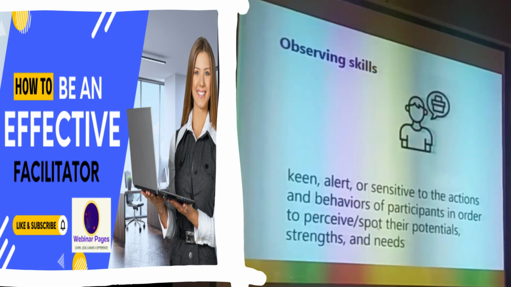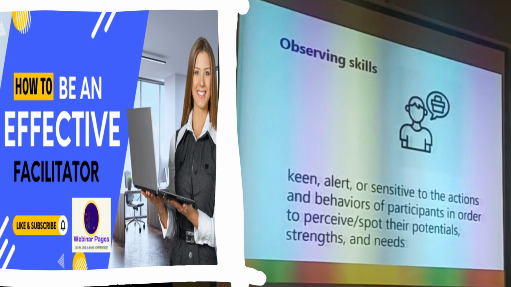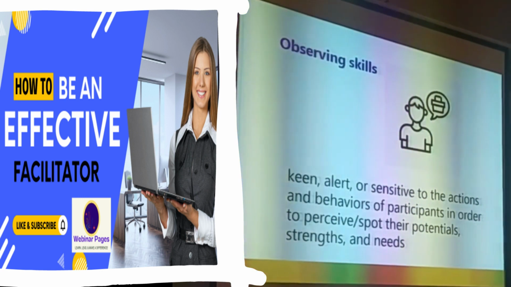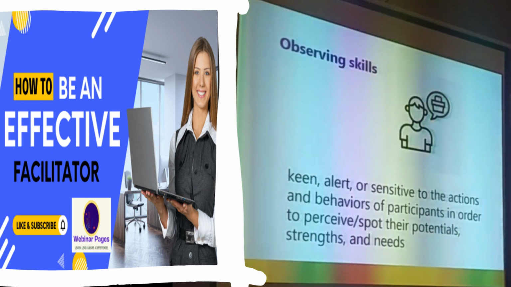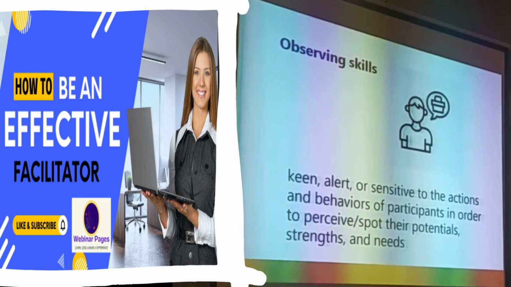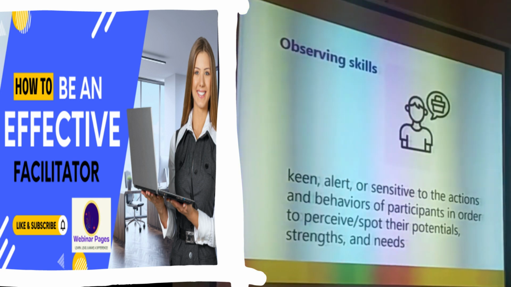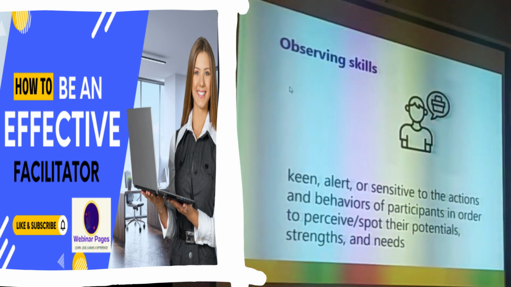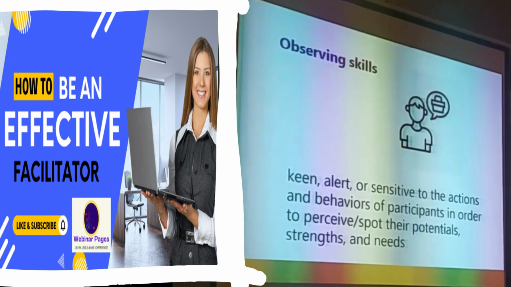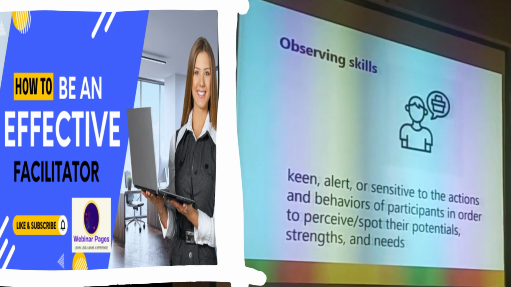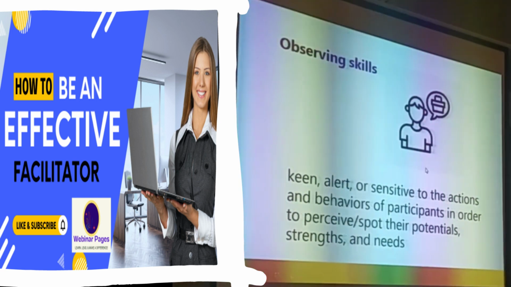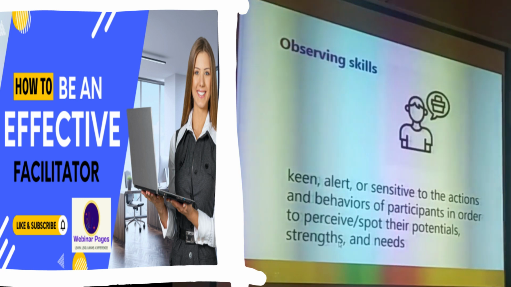Then we have observing skills. You observe, that's why you roam around. You are keen, alert, and sensitive to the actions and behaviors of participants. That's why, when a facilitator notices that you are not answering the questions or you are not talking, maybe there is something that he has observed. So you must be very observant of your groups. The participants and the group dynamics, you must understand them by observing.